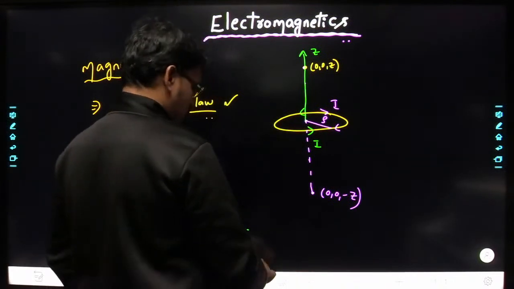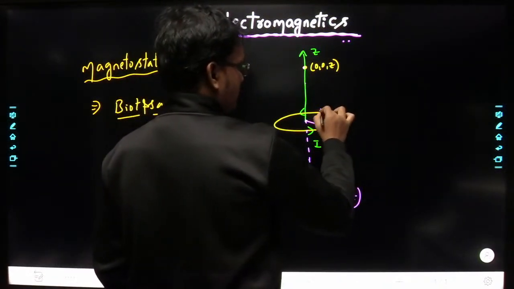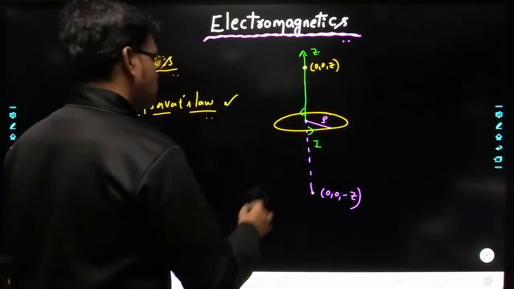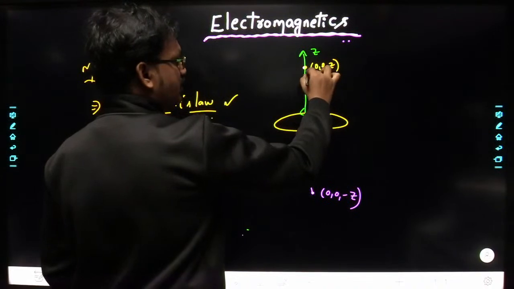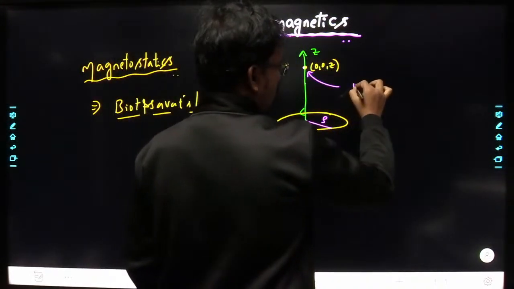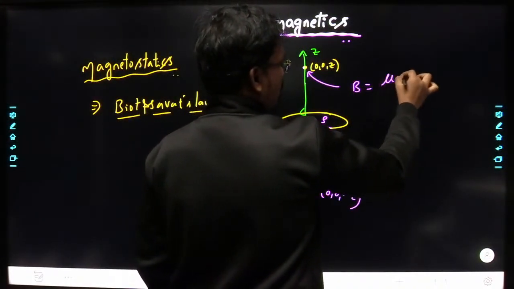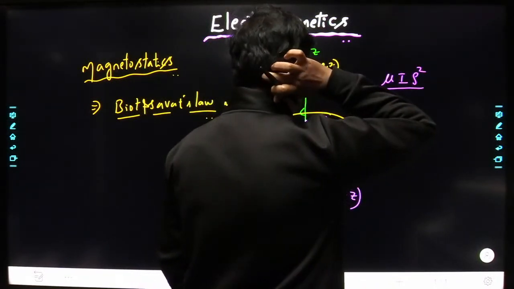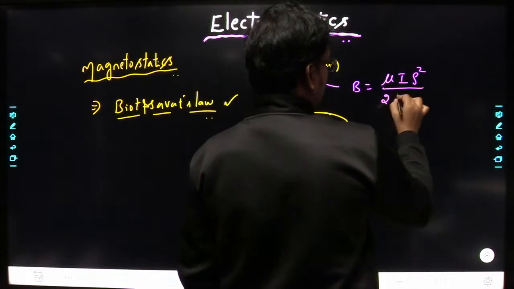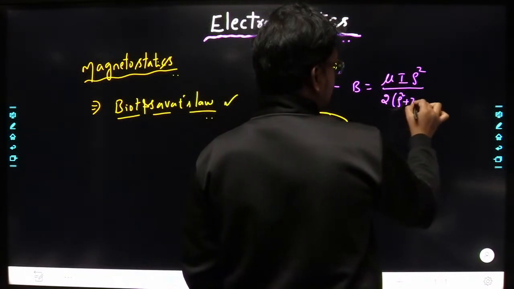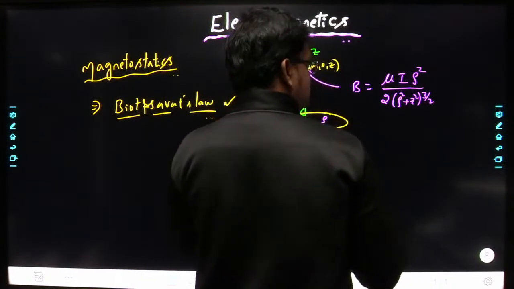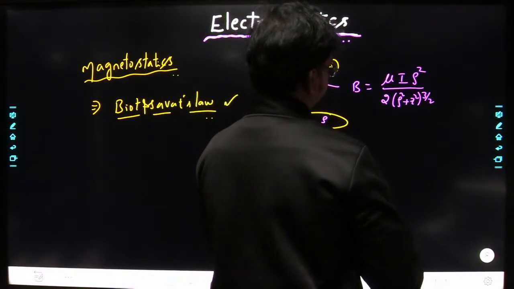And also we have determined the expression for the B field here. What is the B field we got at this location? B field is equal to mu I rho square divided by 2 into (rho square plus z square) whole to the power of 3 by 2, right? Is this the expression we got here? Yes or no?